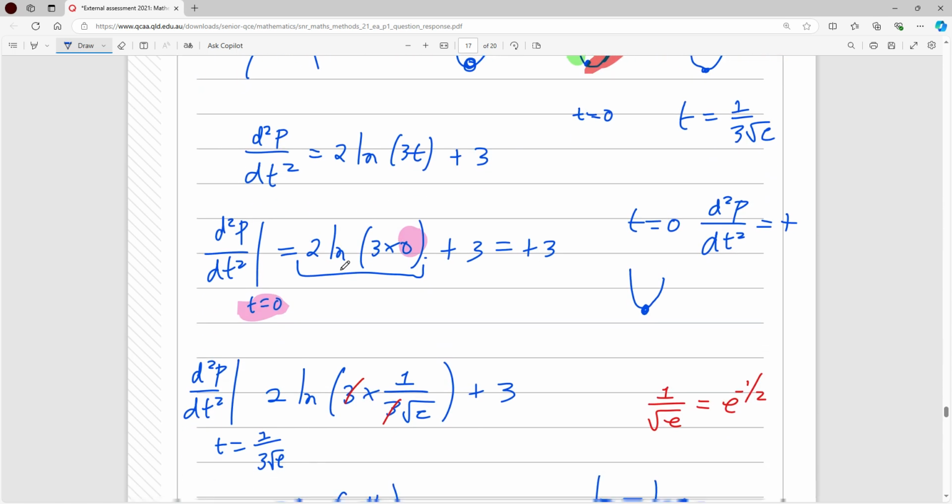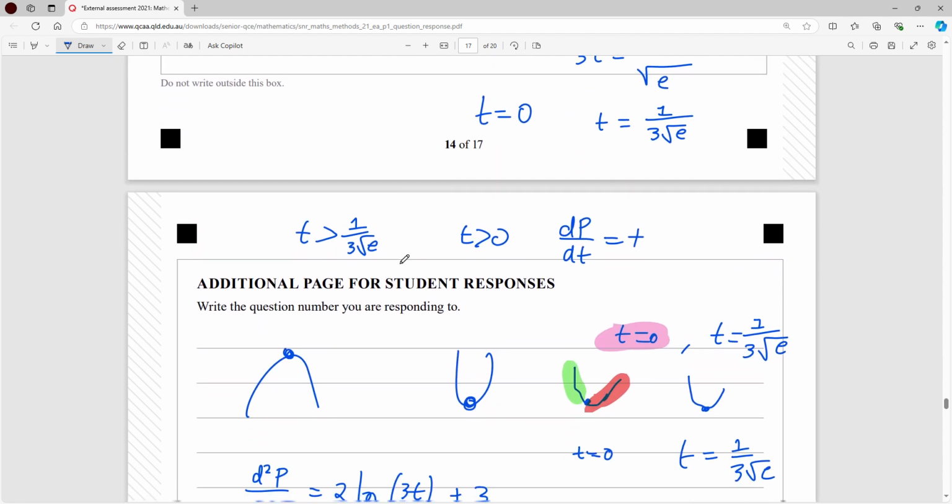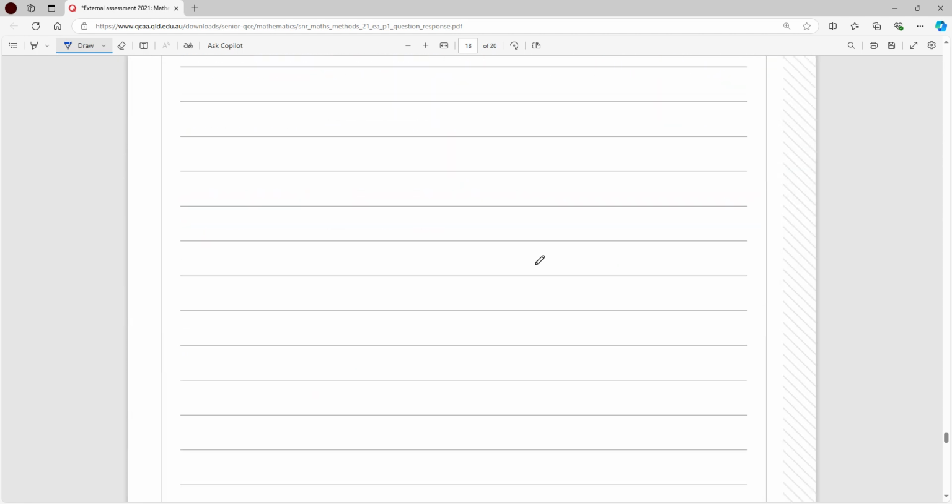But here, when we chuck in t equals 0, because this is undefined, we can't really say it's positive, okay? So we have to assume that's a stationary point, but we don't know if it's a max or a min. So if it's a stationary point when t equals 0, and then becomes another minimum, then it's going to be a positive rate of change between 0 and 1 over 3 root e. And then you have to say when t is greater than 1 over 3 root e, then it's decreasing.